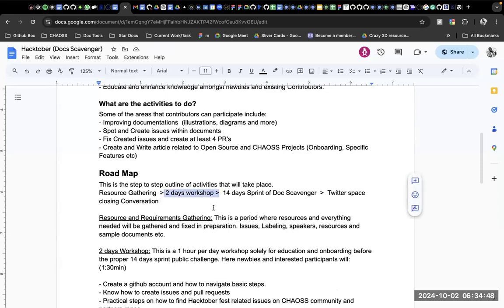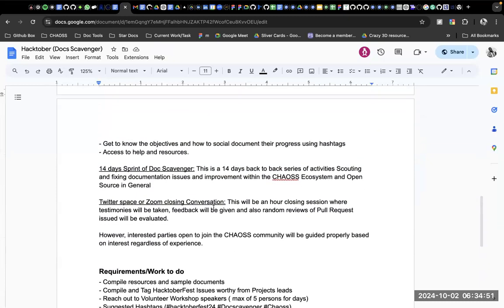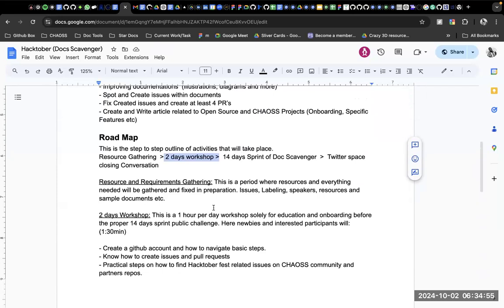So for the content of the workshop, I'm looking at the first day to be more or less an introduction, where we talk about what Doc Scavenger is and what we are looking at for objective. Also basic things like teaching them the process of creating an account on GitHub, and basic steps of how to find the Hacktober tags or search buttons for issues related to Hacktoberfest. Then we introduce people to CHAOSS, the partners that we would probably have, the speakers, and also get people to introduce themselves to each other. That's my thought for the first day, if we are going to do 2 days.